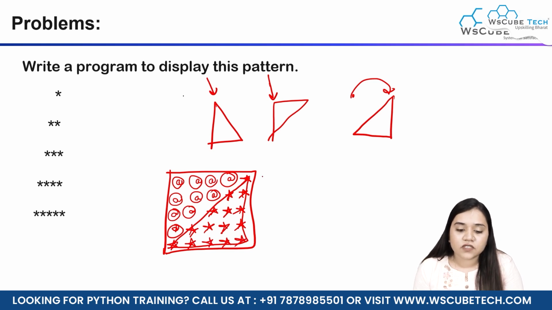Again, the number of rows are the same. That means there are 5 rows. So we will not make any changes with the I. But with the J, we will be making changes. What 2 changes will we be making? We will be making changes with the spaces and changes with the stars.